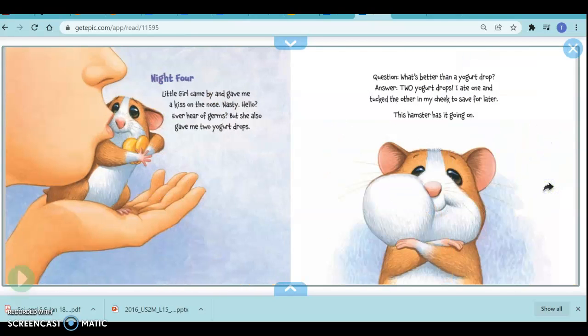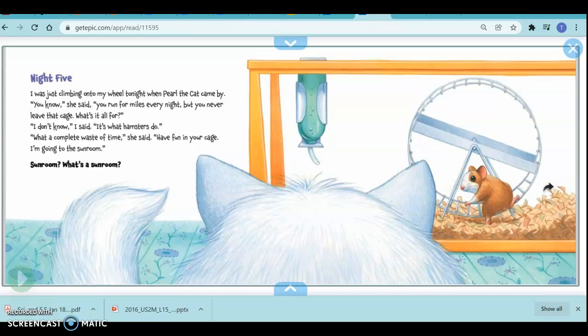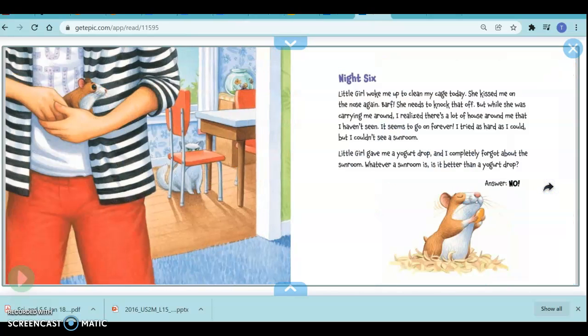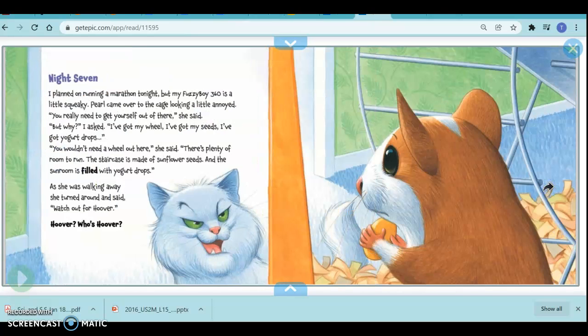So, as we notice in the beginning of the story, Seymour goes through all of the things that he loves about his cage and his life. But then, in the middle of the story, something changes. Here's one of the big events that happens that changes Seymour's feelings.